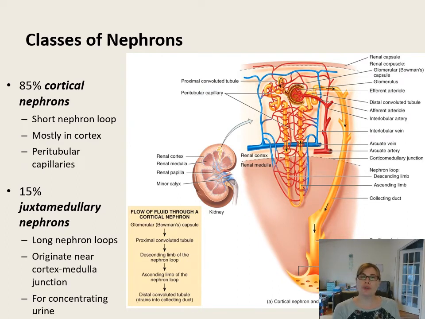Okay, so cortical nephrons are mostly in the cortex, and they have all these peritubular capillaries surrounding it. It's going to, again, do that exchange. 15% of nephrons have a really long nephron loop, and it dips way down into the medulla. So we call them juxtamedullary. And they start a little bit lower.